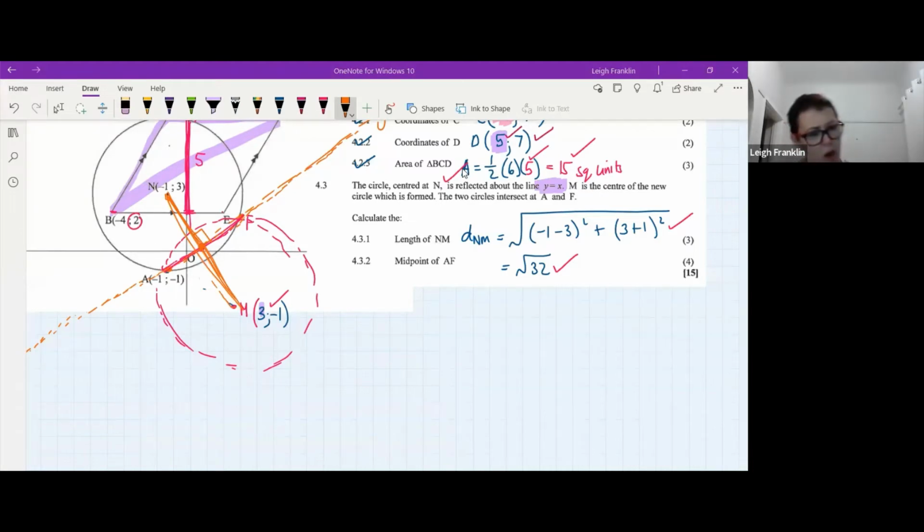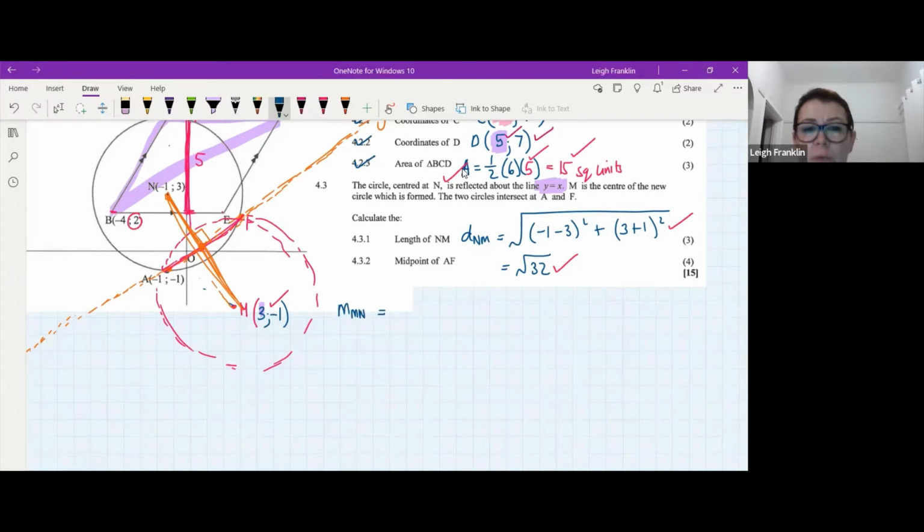So yeah, this was a really, really difficult question. Ma'am, can I just ask? Sure. So you're saying we're finding the gradient of MN, and then solve simultaneously between A and F.